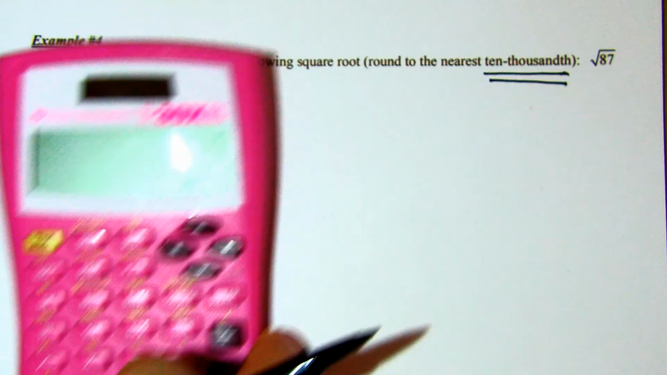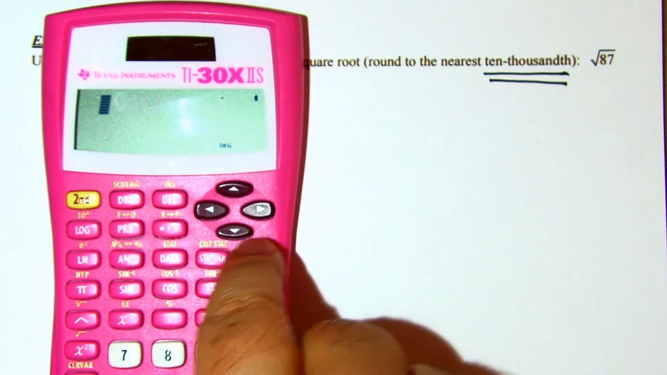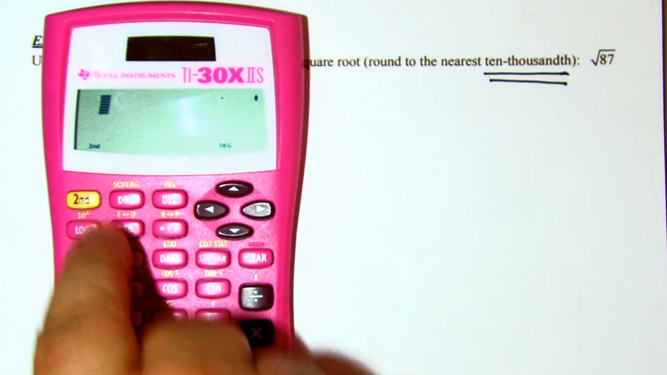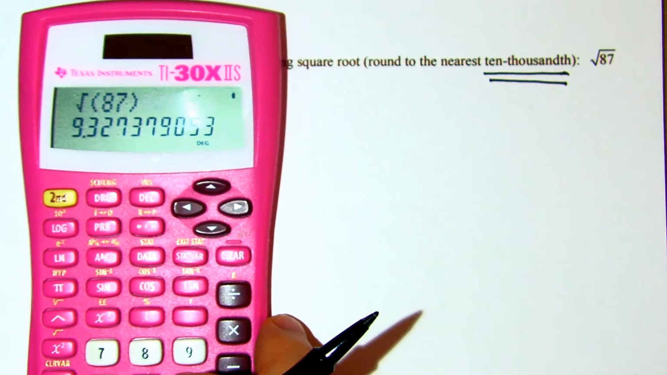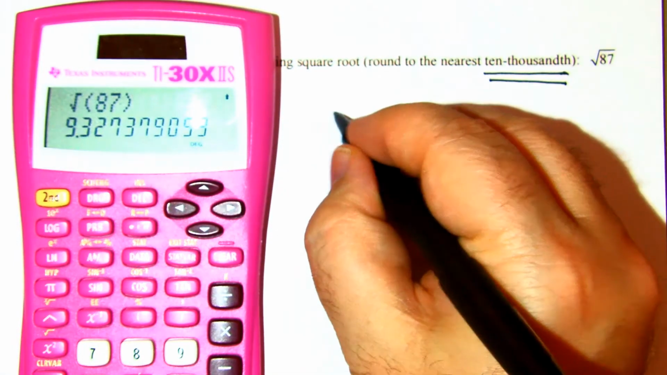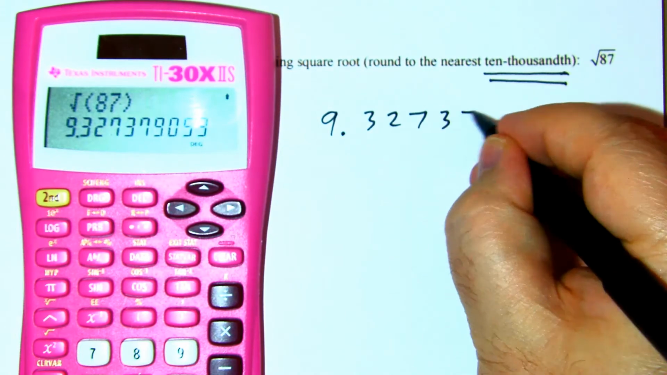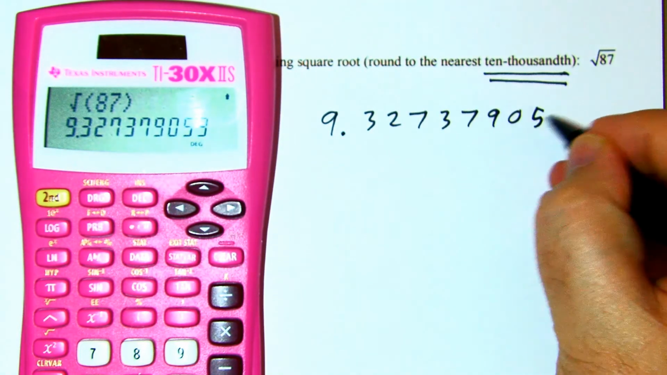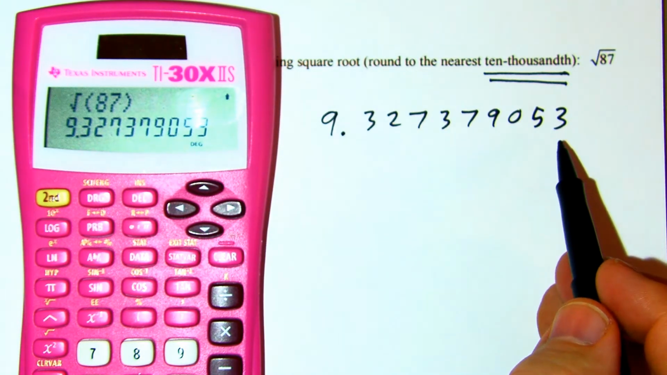So here goes. As we saw before, we can use our calculator to get this started. We're going to type the second function, and the shift of the x squared button is your square root key. Type the 87, close parentheses, and hit equals. And we get 9.327379053. Your calculator may show more or less digits at the right end of this number.